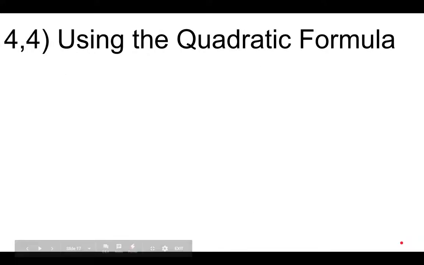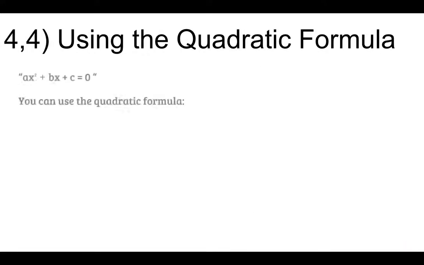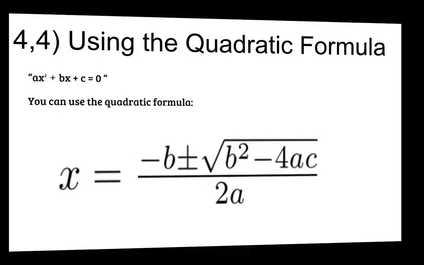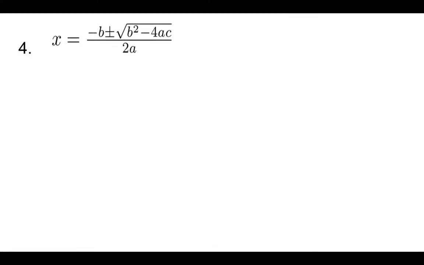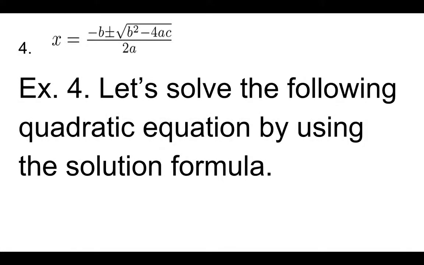So 4, using the quadratic formula. For ax squared plus bx plus c equals 0, you can use the quadratic formula, this one. Please remember that. And let's solve the following quadratic equation by using the solution formula.